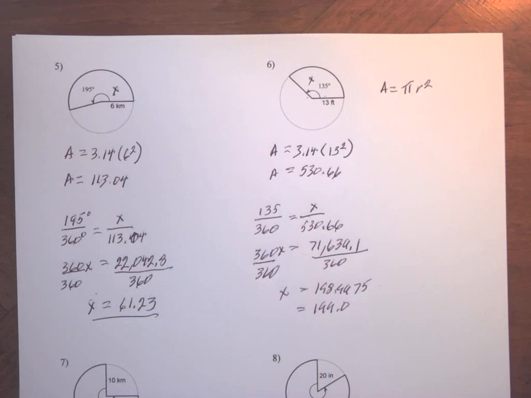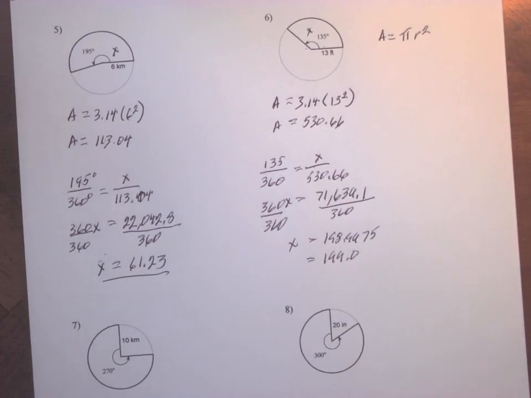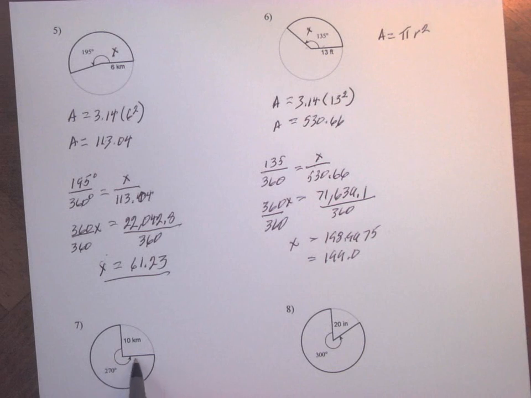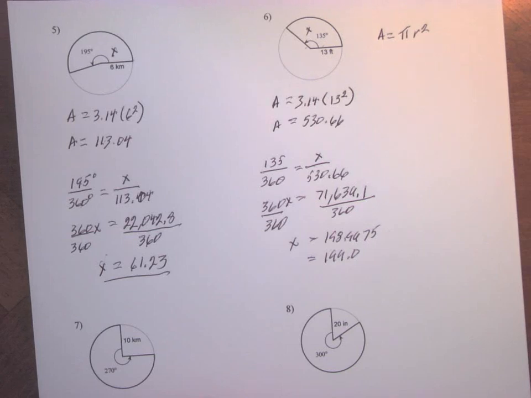All right, let's just keep going here. Here we got a central angle of 270. Well, first of all, we got to find the area. Well, the area is equal to pi, 3.14, times 10 squared. The reason I made that mistake is 10 squared is 100. 3.14 times 100. So the area is equal to 314.